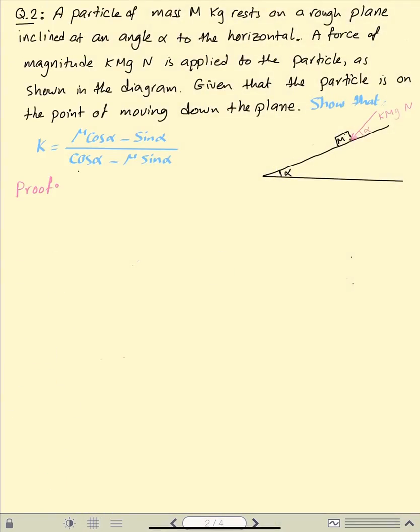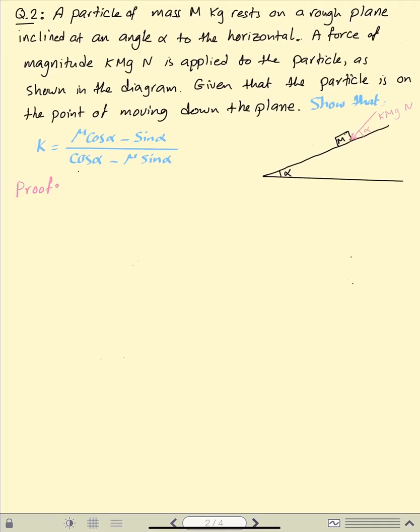Example 2, which is a different question. This one is one of the sample questions, which came with almost the same idea in January, last session. Not in the same topic, but the same idea. The question says: a particle of mass m kilograms rests on a rough plane inclined at the angle alpha to the horizontal as shown.